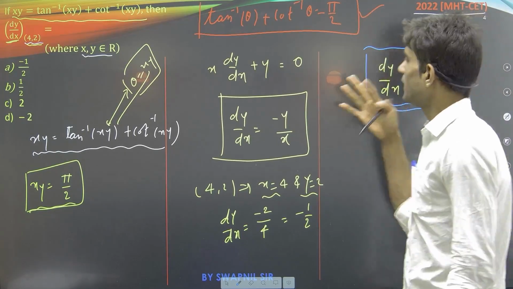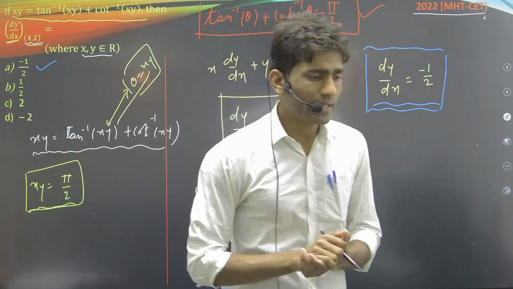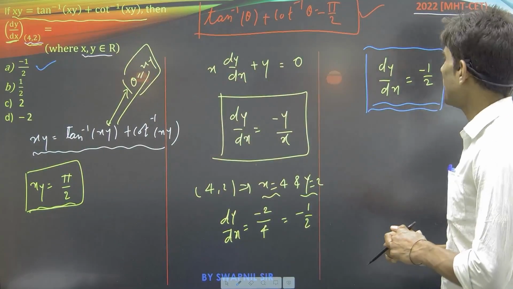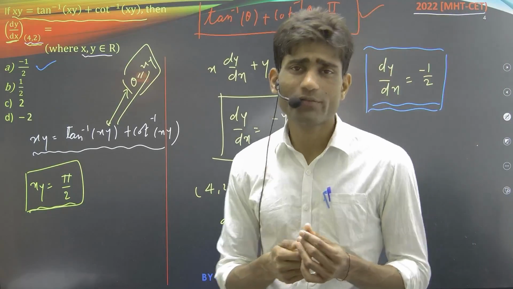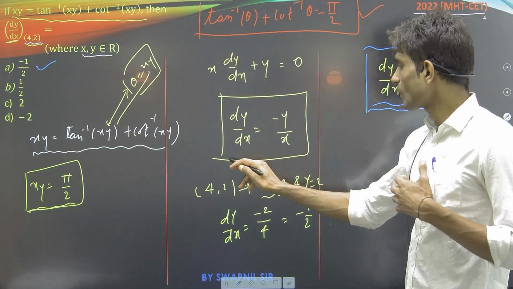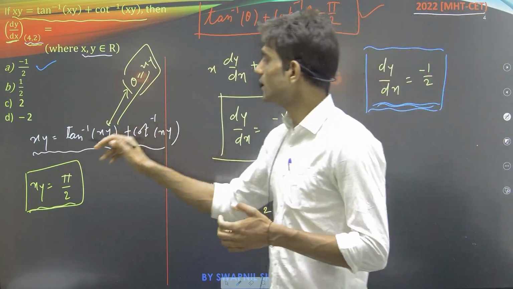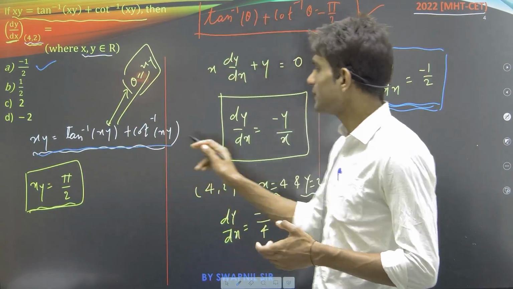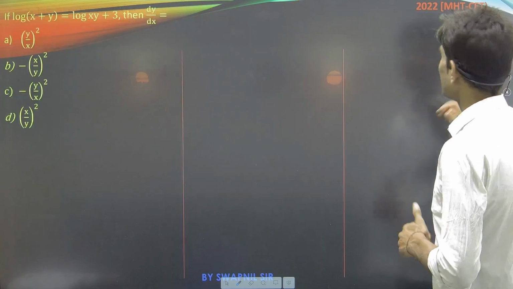Now see where dy by dx equals minus 1 by 2 appears in our options. It is option A. There are several other ways of finding the differentiation; it is completely up to you which you feel suitable. So the value of dy by dx is minus 1 by 2, which gives the standard result for tan inverse of x plus cot inverse of x. Now let's move to the next question.